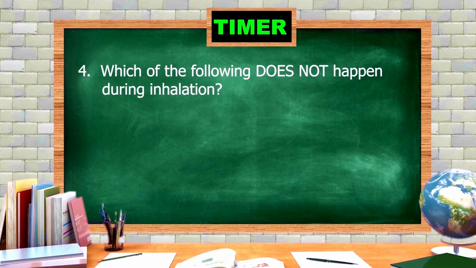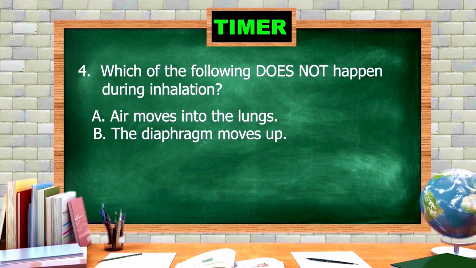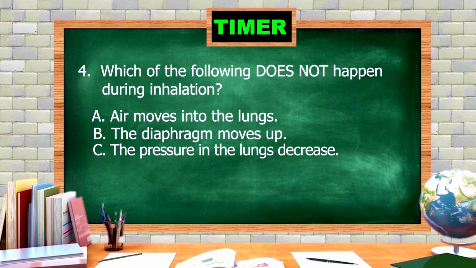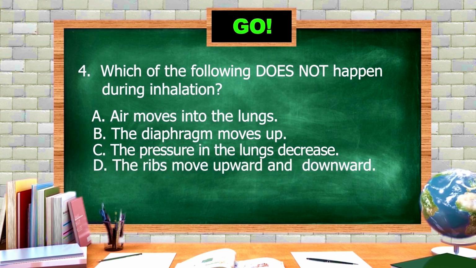Number 4. Which of the following does not happen during inhalation? A. Air moves into the lungs. B. The diaphragm moves up. C. The pressure in the lungs decreases. D. The ribs move upward and downward.